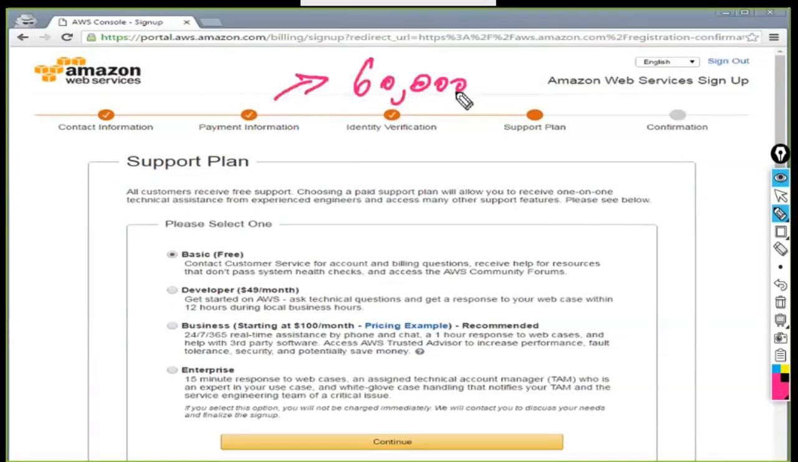60,000 rupees. One of my known friends lost their money, is the information that I got. So 60,000 rupees they lost. That's because of their carelessness, their ignorance. They have crossed their free tier limit. They forgot that they had created an account on AWS. They might have forgotten the EC2 instance for the whole year. Then obviously it will be chargeable.